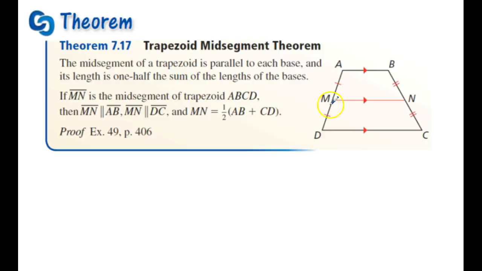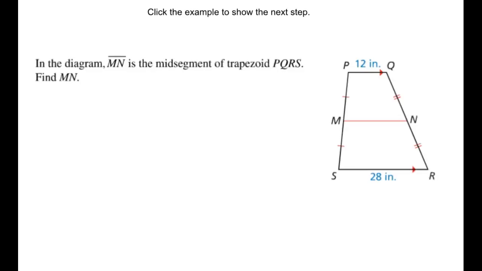So a midsegment cuts both of the legs in half. So you'll see here that AD is one leg. My midpoint M cuts that in half. My other leg BC is cut in half by N. So then MN is my midsegment. So I know that it is also parallel to my bases, as shown by these arrows, and that if I add AB and DC together and divide by 2, I will find the length of MN. So it's kind of finding the average of the two bases to find the length of my midsegment.